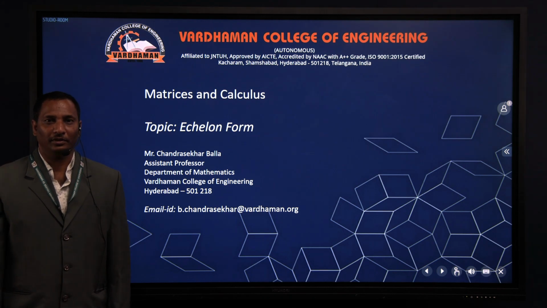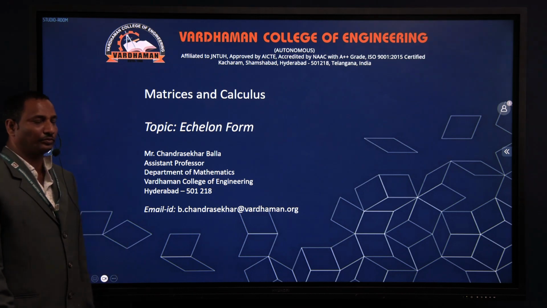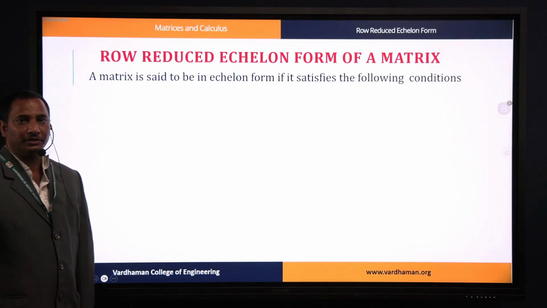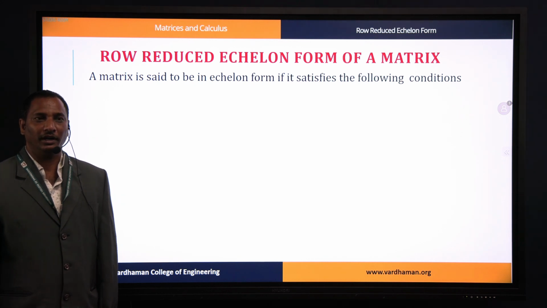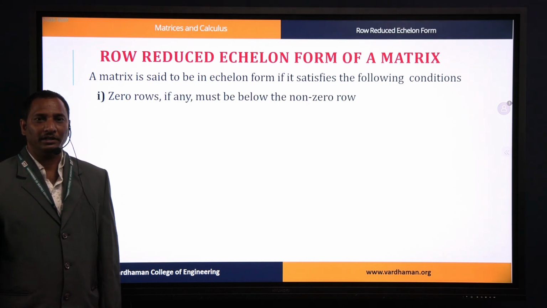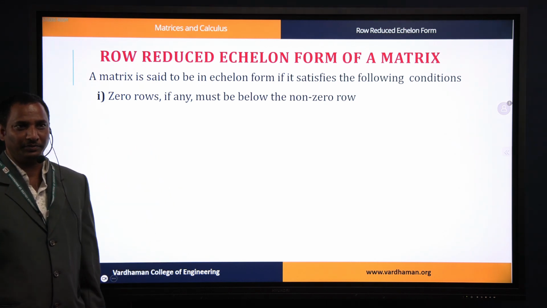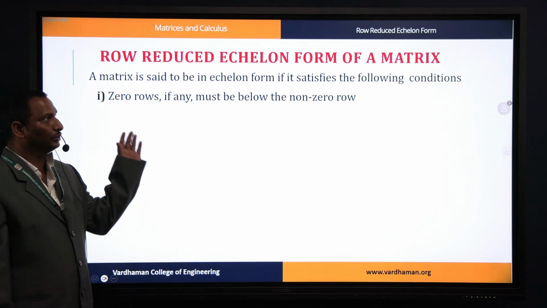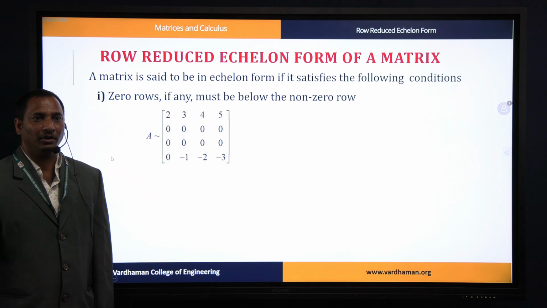Let us learn how to define an echelon form and find its rank. First, we learn about the definition of an echelon form, row reduced echelon form. A matrix is said to be in echelon form if it satisfies two conditions. Condition one: if any zero row is there, it must follow the non-zero rows.